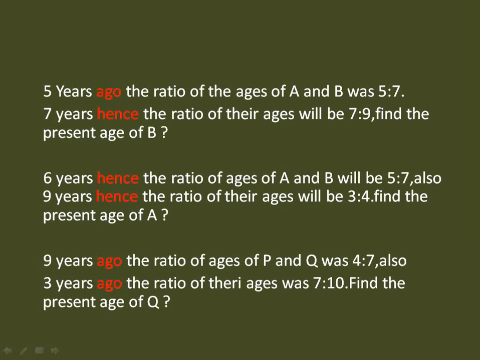And the second one: 6 years hence the ratio of ages of A and B will be 5:7, and also 9 years hence the ratio of their ages will be 3:4. Find the present age of A. Third: 9 years ago, the ratio of the ages of P and Q was 4:7, and also 3 years ago the ratio of their ages was 7:10. Find the present age of Q.